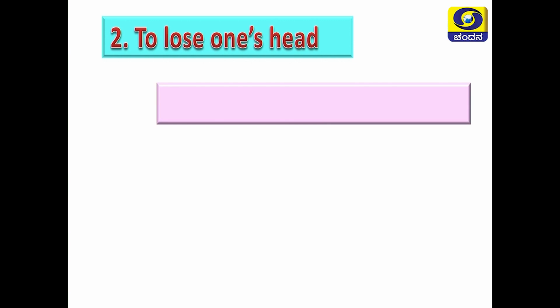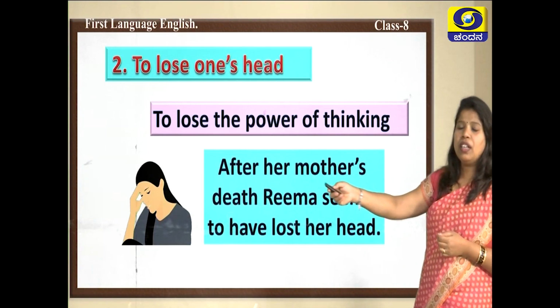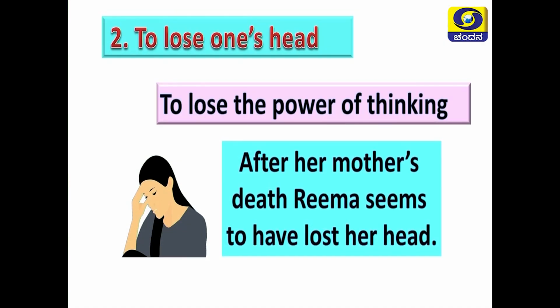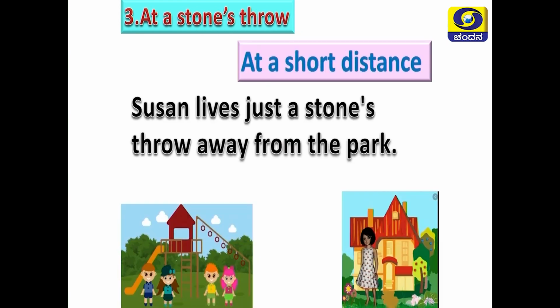Second one, to lose one's head. The meaning of this is to lose the power of thinking. After her mother's death, Reema seems to have lost her head, means she has lost the power of thinking. Next, at a stone's throw means at a short distance. So, you can say Susan lives just a stone's throw away from the park, means at a short distance.